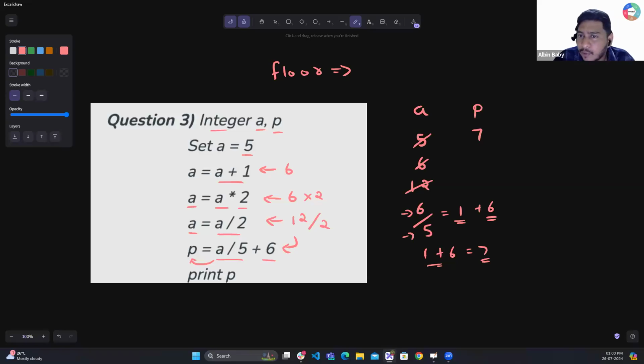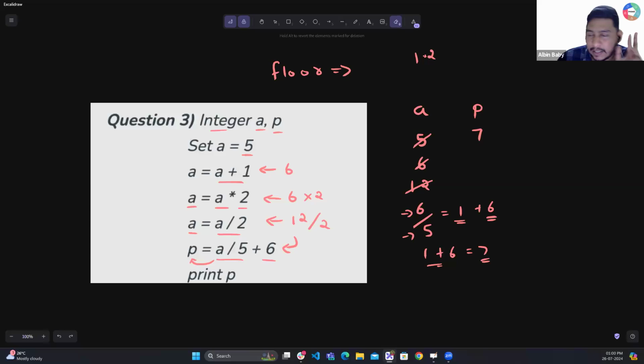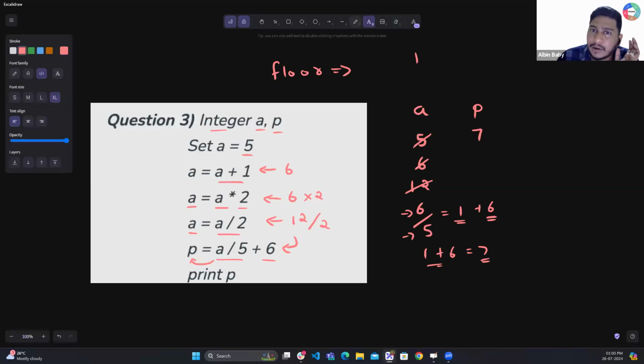Don't worry, floor is the lower limit. Let's say if you divide 6 by 5, it will be 1.2, right? So basically you're almost rounding, but there is a difference between floor and ceil. Ceil is up, floor is down. So it will become 1. By default, think of floor only.